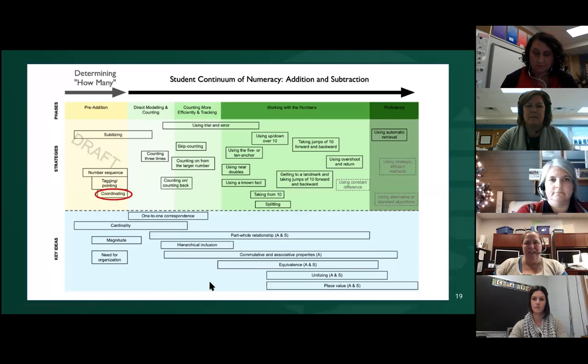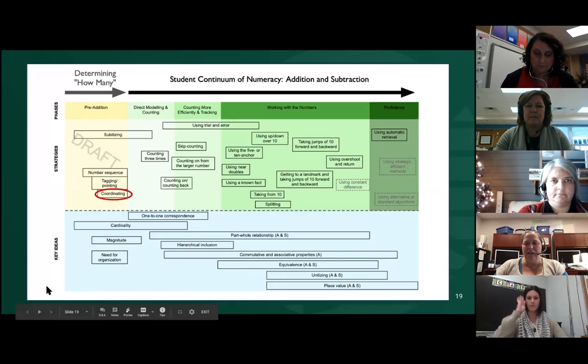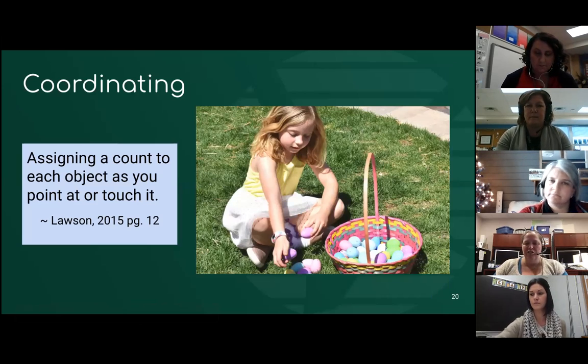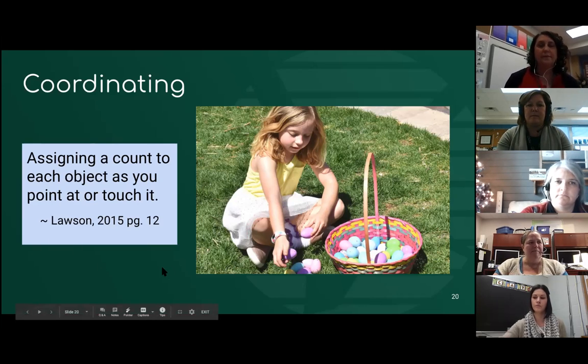Okay, so we're going to hit our last piece here, coordinating. And this is literally where counting all comes together. Coordinating is assigning a count to each object as you touch it. Like I was saying to Molly earlier, this is where we often use one-to-one correspondence: tagging and coordinating together, saying one number word for each object. And I think that's why the name one-to-one has gotten a bit muddy. So, assigning a count to each object as you point or touch it.